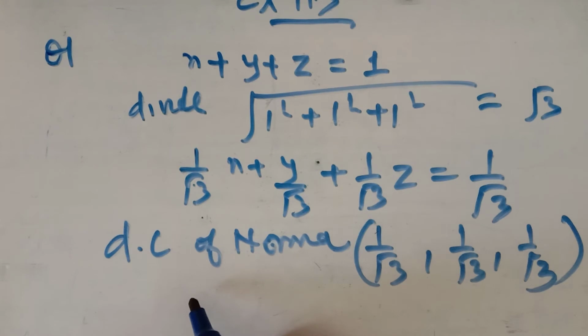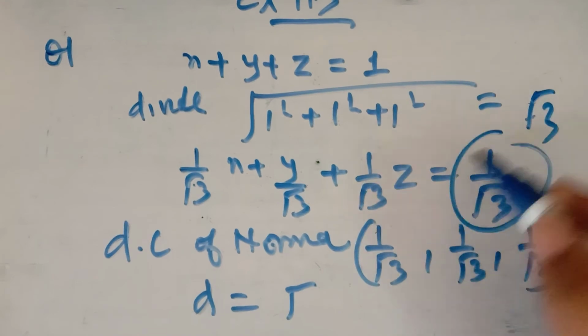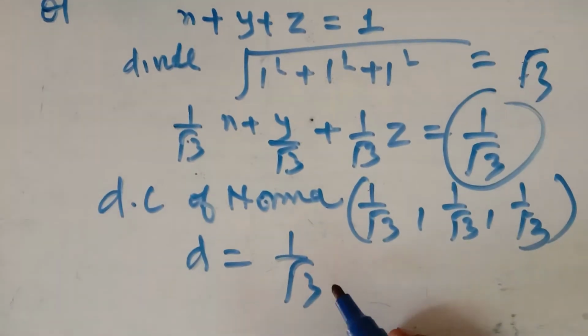and the distance from the plane from the origin is 1 upon root 3. So this is the direction cosine of the normal to the plane, and this is the distance of the plane from the origin. तो पहले आपको normal form में equation को convert करना है. You have to convert into the normal form.